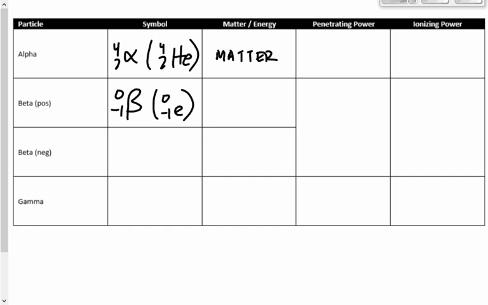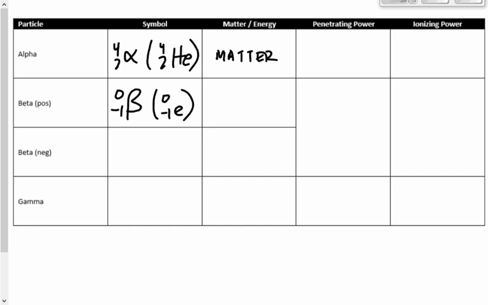Plus 1. Wait a sec, the charge is plus 1, but there's no protons? Well, it's not an electron. It's not a proton. It's not a neutron. This is what we call 0 plus 1e. That's a positron. You ever heard of a positron before?